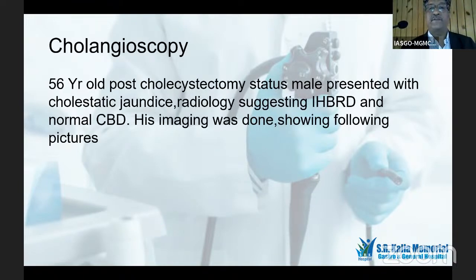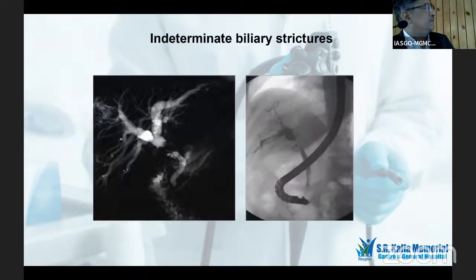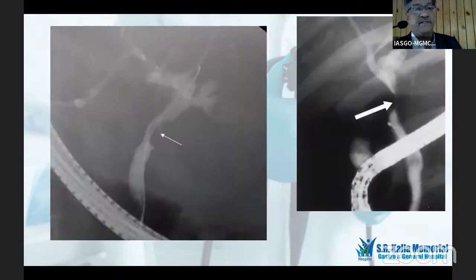A 56-year-old post-cholecystectomy status male presented with cholestatic jaundice. Radiology was suggestive of dilated IHBRD and normal common bile duct. His imaging was done, which was showing the following pictures. So we had a stricture and a stone at the common hepatic duct. Another picture shows there is a stricture at the hilum. Hilum is preserved. Then we have some indentation coming from outside.